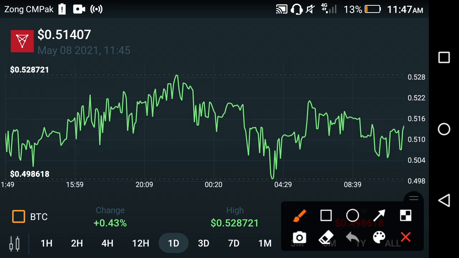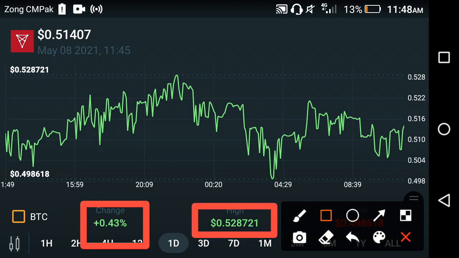Friends, if we talk about the price changes in the Chiliz in the last 1 day, the price change is positive. A 0.43% change occurred in the Chiliz in the last 1 day. If we talk about the highest price of the Chiliz, the highest price is 0.5287721 USD.